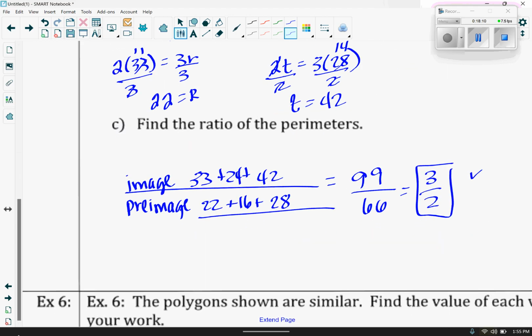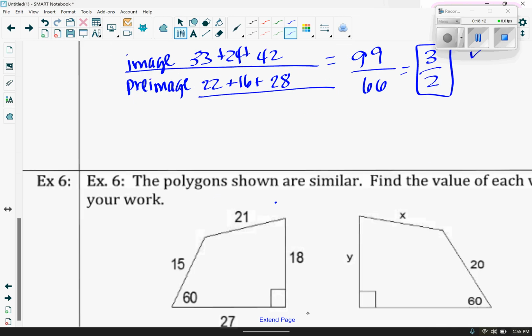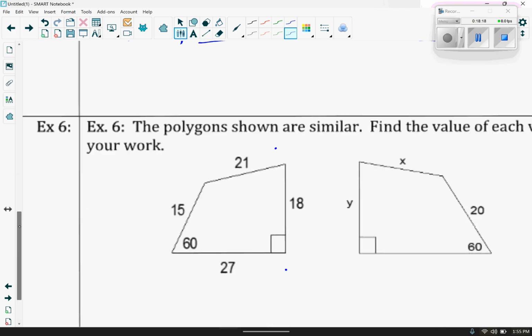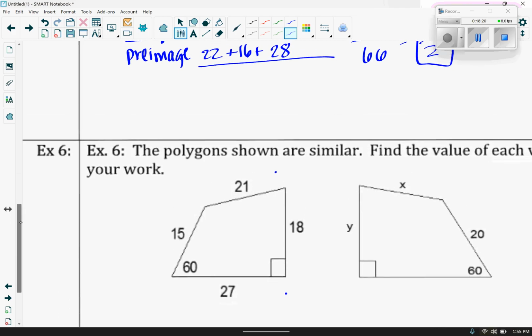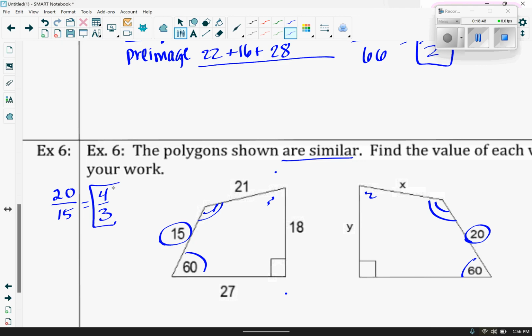And the last one that we have here, I've got polygons that are similar. Find the value of each and show your work. So orient ourselves first. If this is 60, this is my 60. Here's my 90. Here's my slant. So this guy and this guy are going to be together. And then this angle and this angle. So 20 is going to go with the 15. Beautiful. 20 over 15 equals 4 over 3. There's my scale factor.